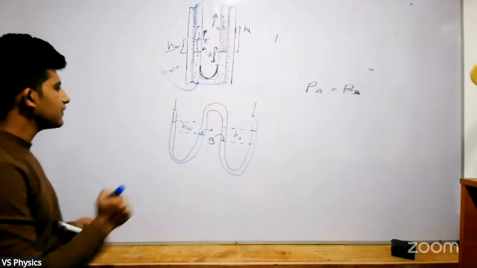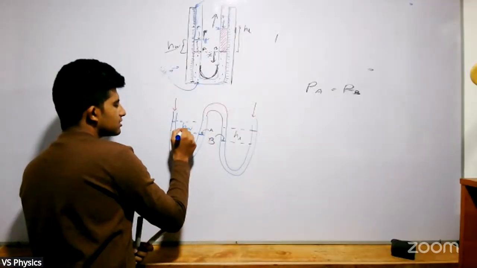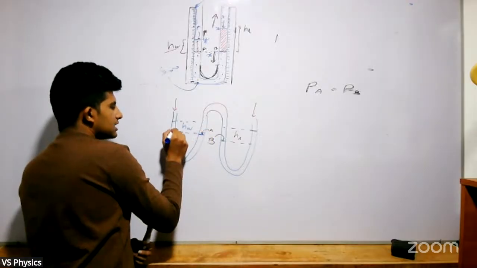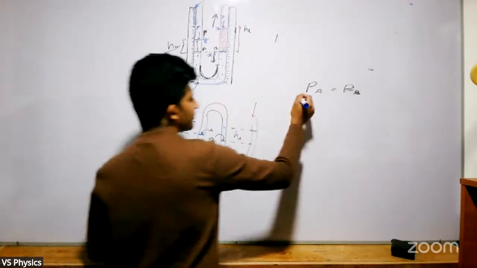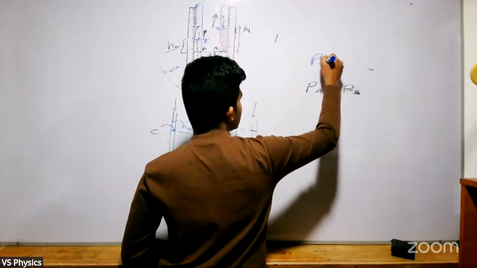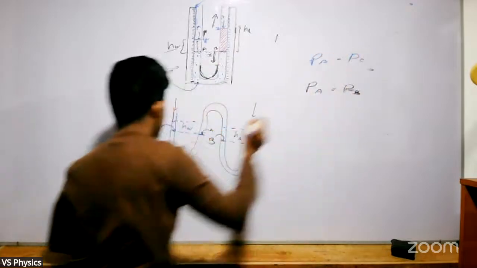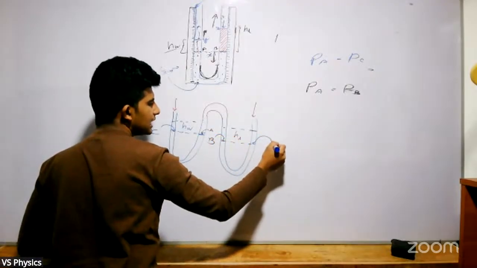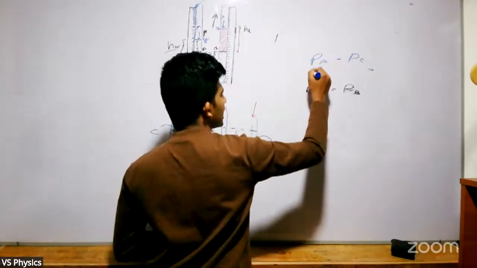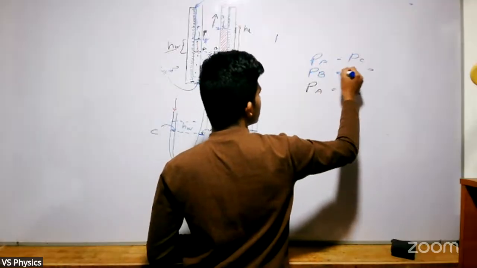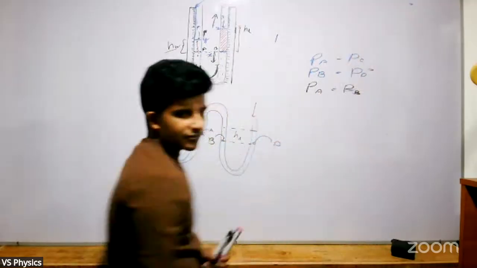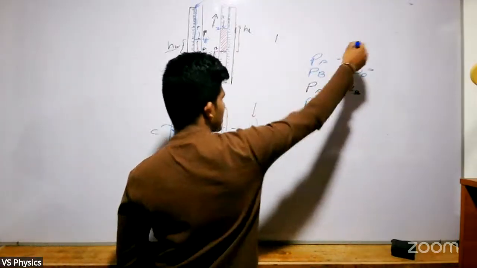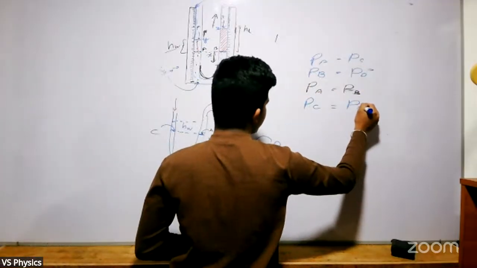Further, we can write pressure at A is equal to pressure at C. And pressure at B is equal to pressure at D. Then we can write, by substitution, PC is equal to PD.